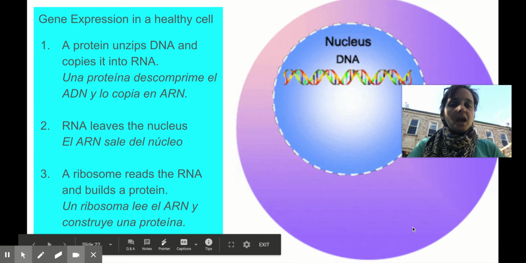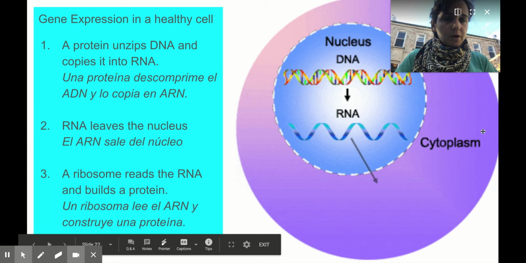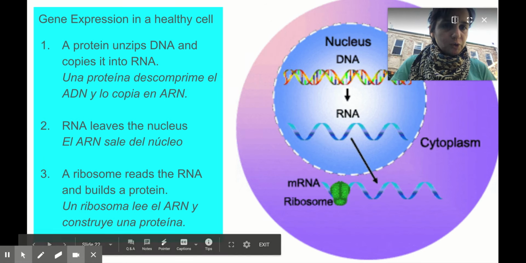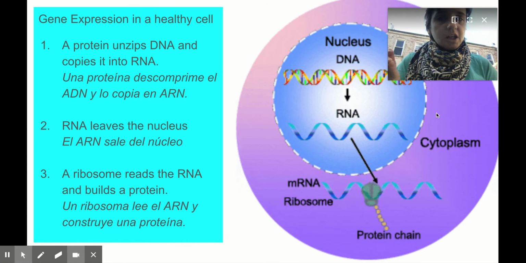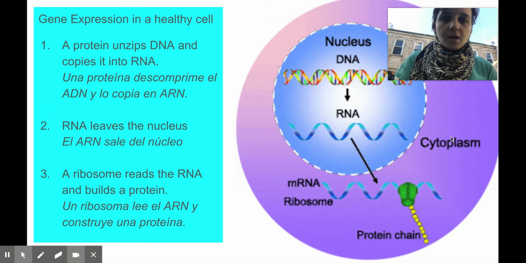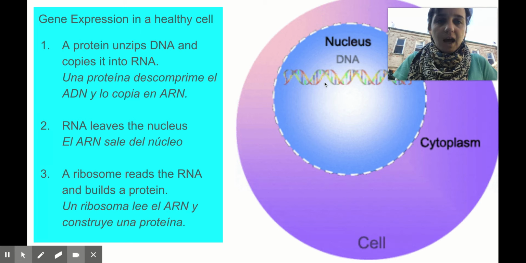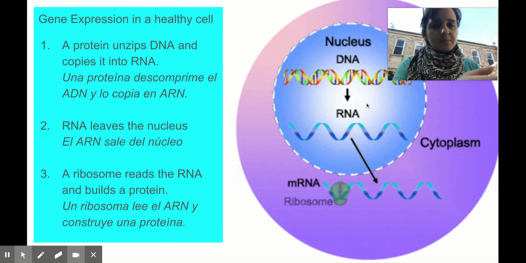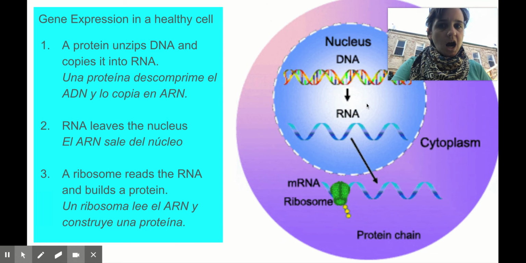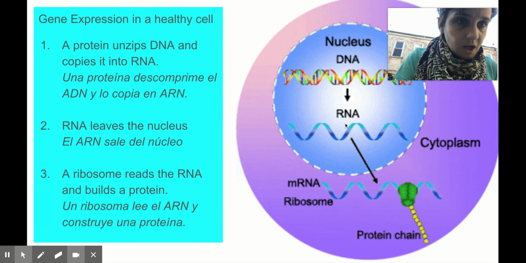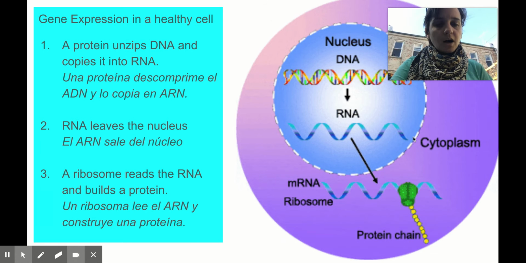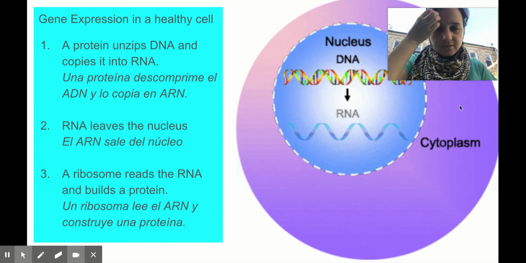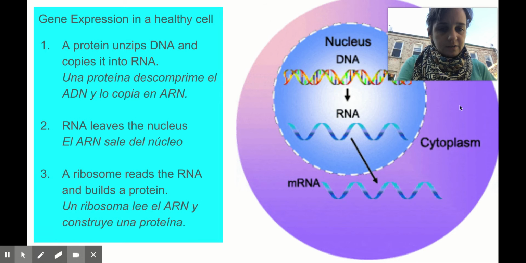All right. Now, one time before we move on, I want to review this genetic expression just once more. So in a healthy cell with no virus in it, what happens? We have our DNA, and a protein is going to unzip my DNA and make a copy, which is going to become RNA. My RNA is going to leave the cell. Right here we see it leaving the cell.